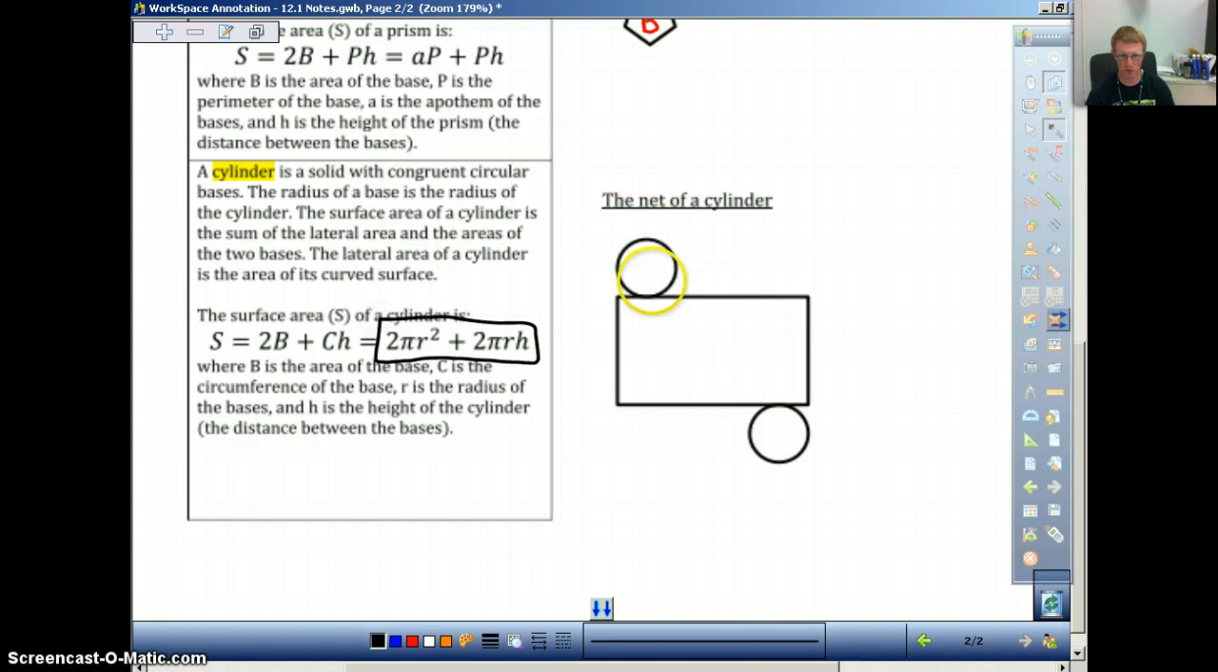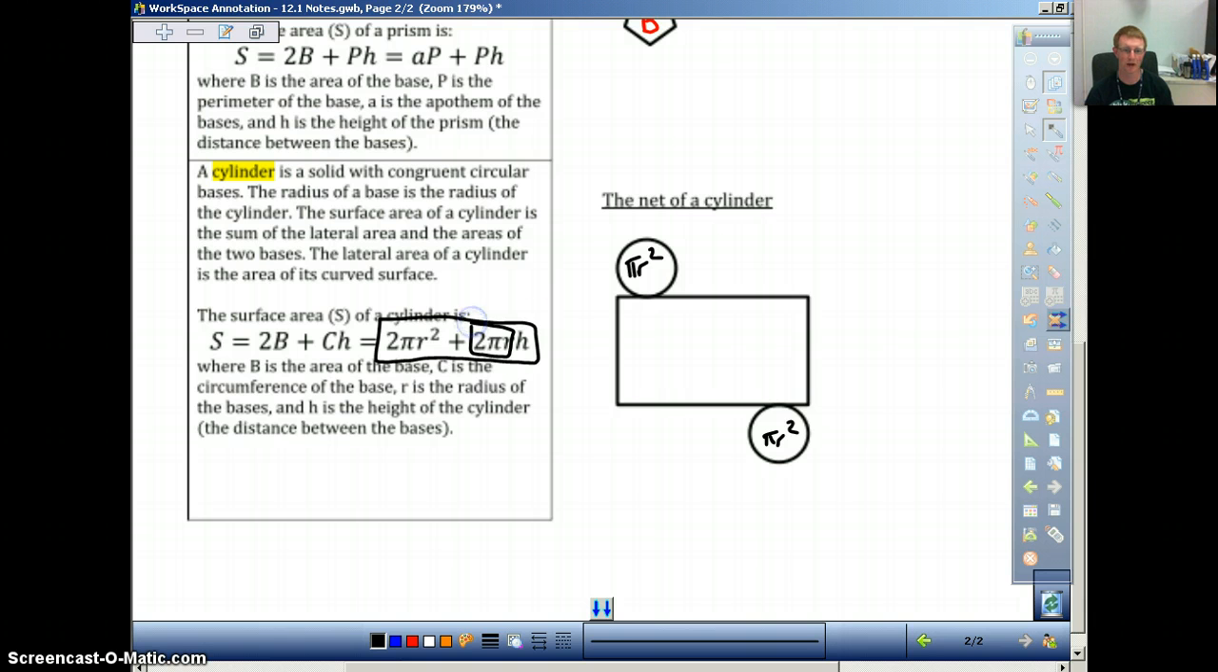So we still have two bases, so we have to find the area of those. So that's going to be pi r squared, and that's going to be pi r squared. Okay? Now the other one is going to be, even though it looks like a rectangle as a net, the way that we're going to look at this is think about how a cylinder looks. It's like a tube.